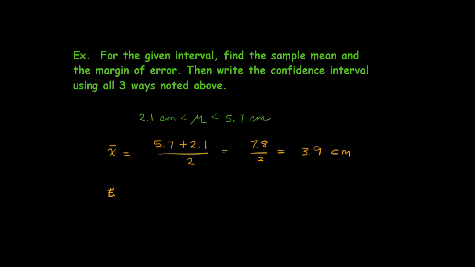Our margin of error then is the difference between the upper confidence limit and the lower confidence limit divided by 2. And here we get 3.6 divided by 2, or 1.8 centimeters. So we would say that in our confidence interval, we would talk about that as being plus or minus 1.8 centimeters. Remember, this is our margin of error, and when we have a confidence interval for the mean, the margin of error has the same units as the data, same units as the sample mean.